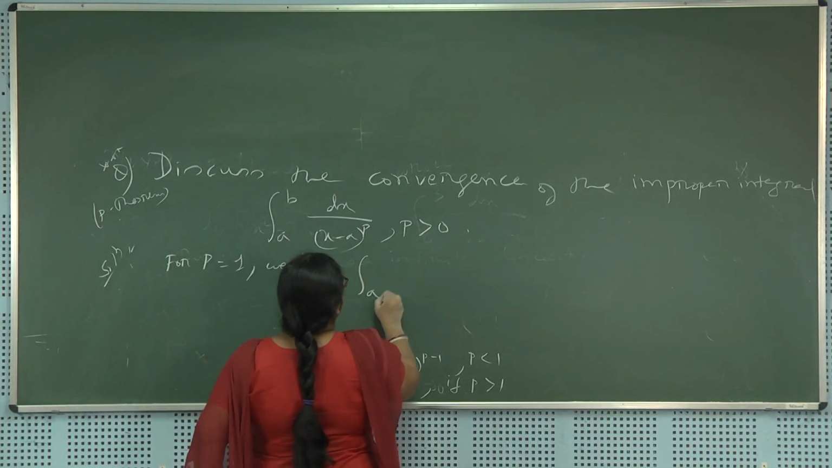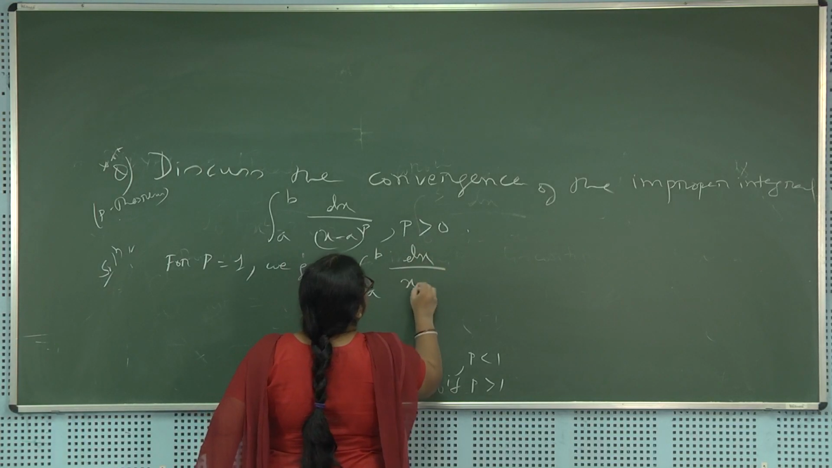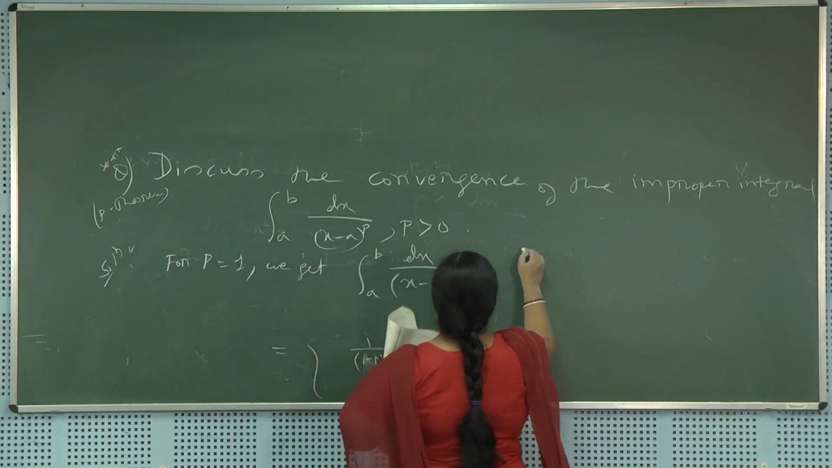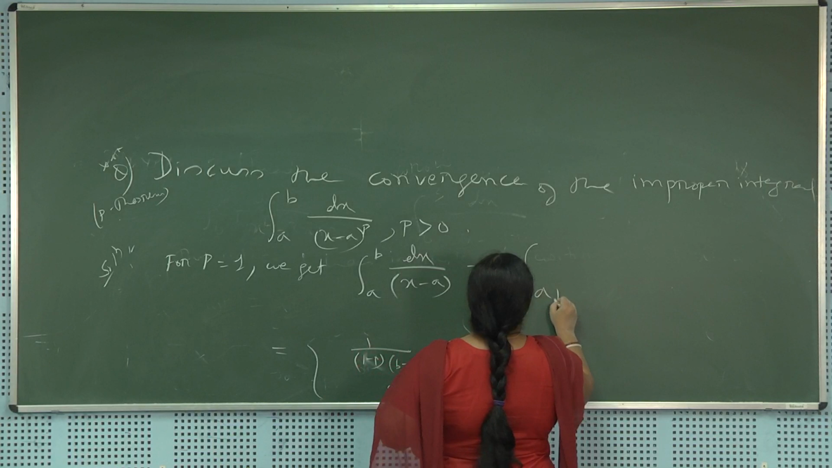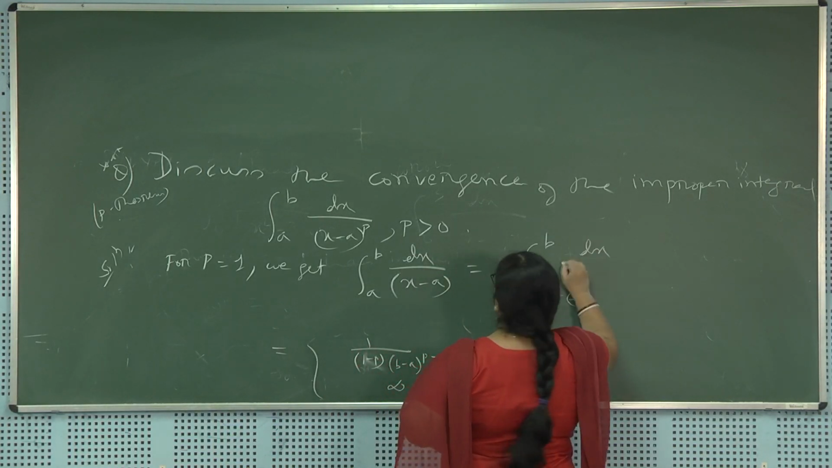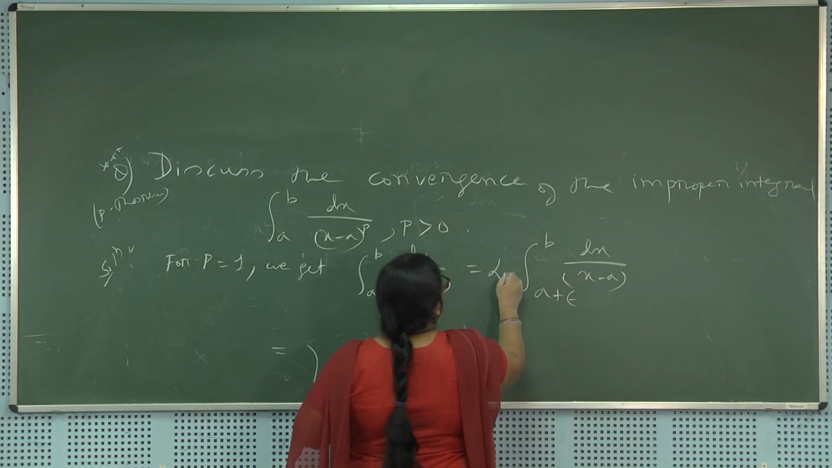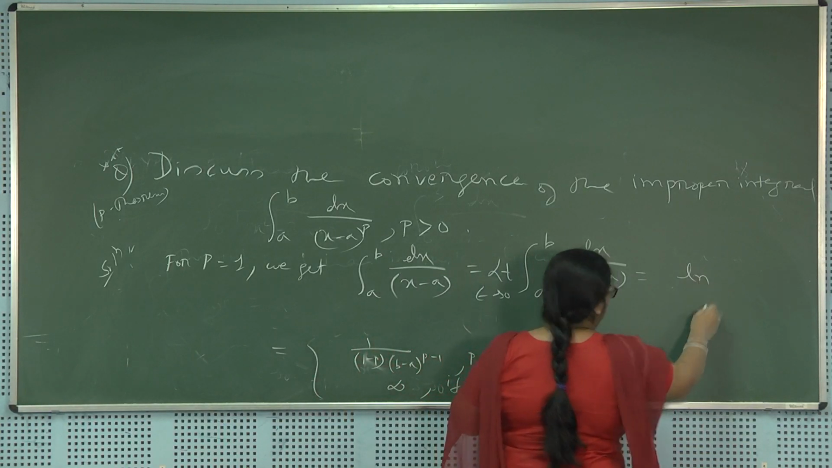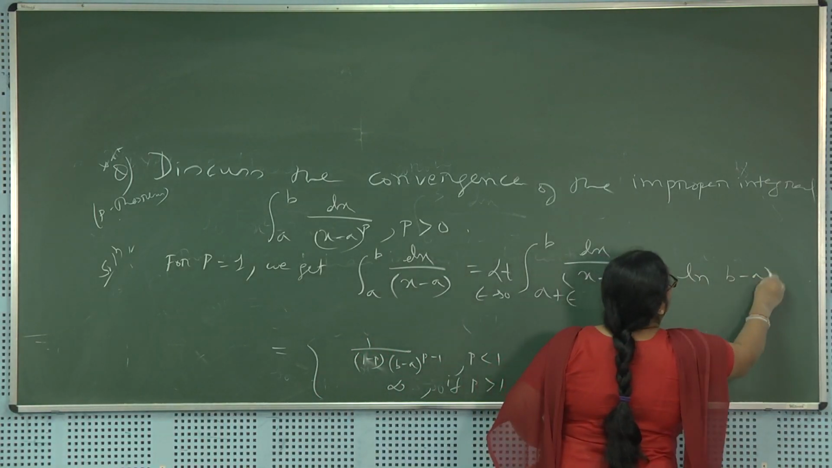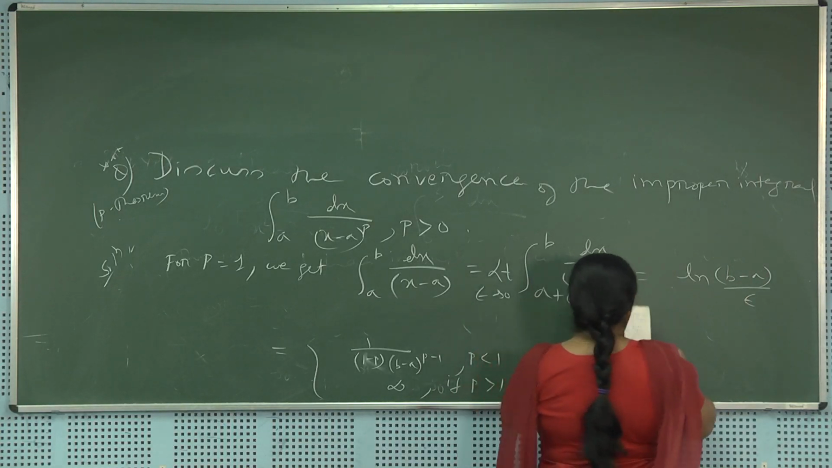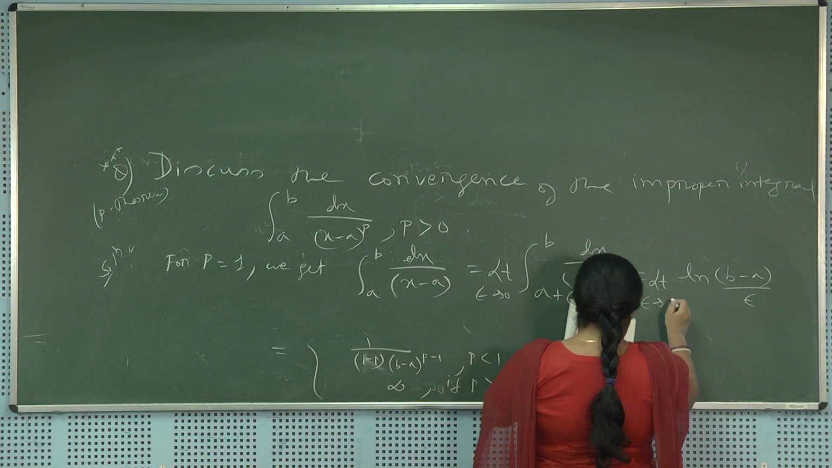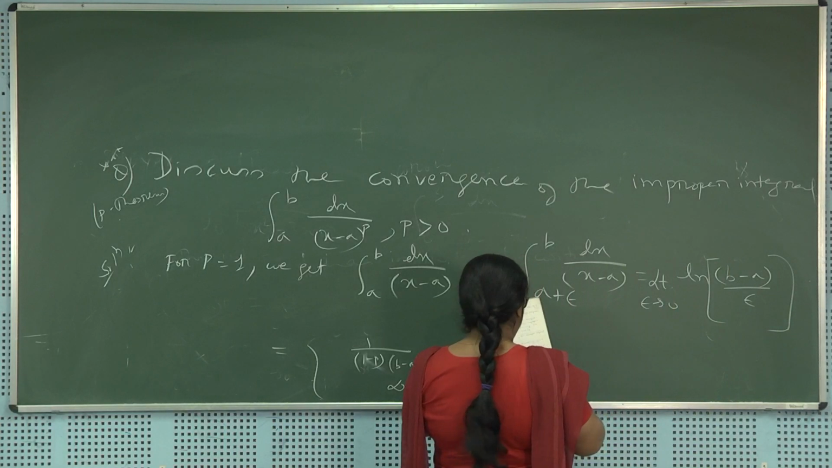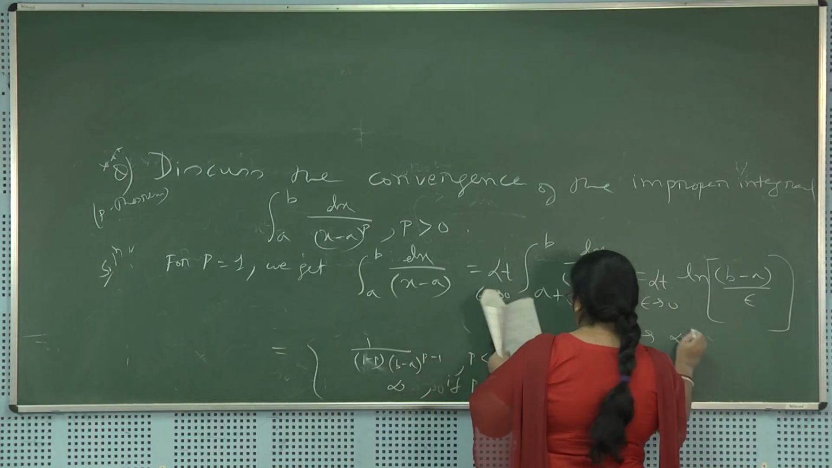It is integral a to b dx upon (x minus a). P is 1 here. So, that is nothing but a log. First we make it a proper integral. So, it is a plus epsilon to b dx upon (x minus a), limit epsilon tends to 0. So, this will be log of (b minus a) upon epsilon, limit epsilon tends to 0. You can see that this will diverge. So, this becomes infinity.